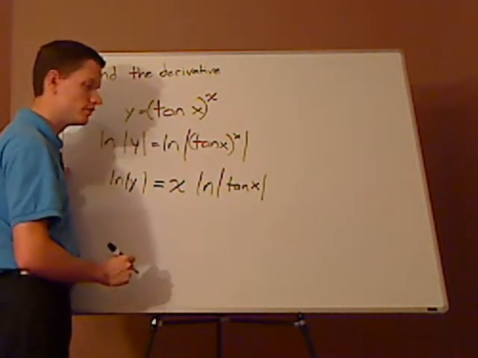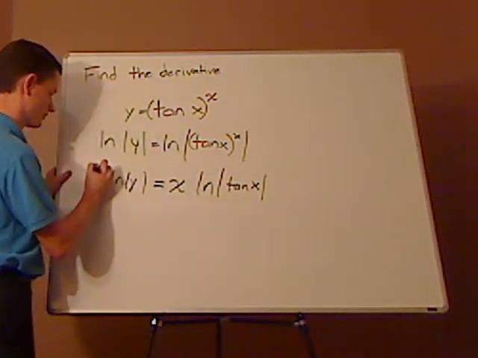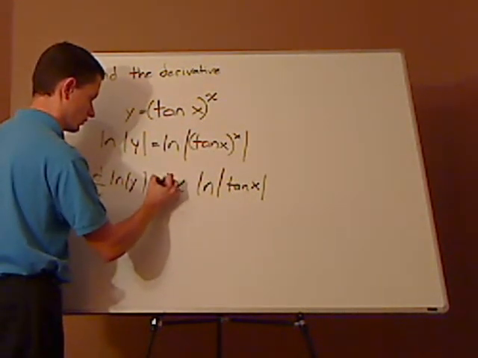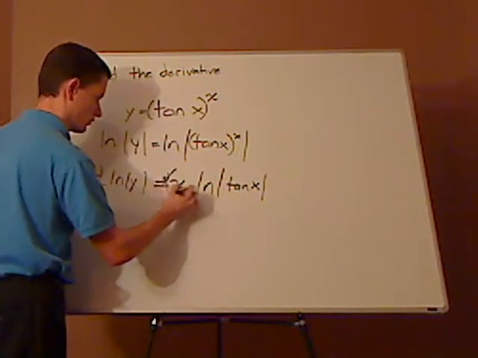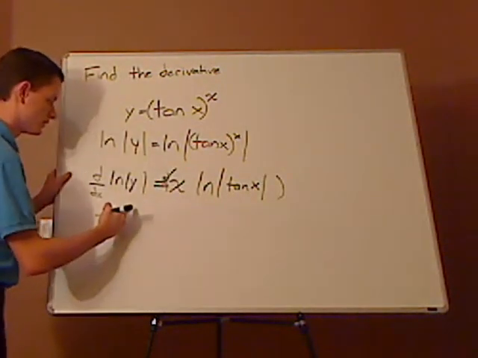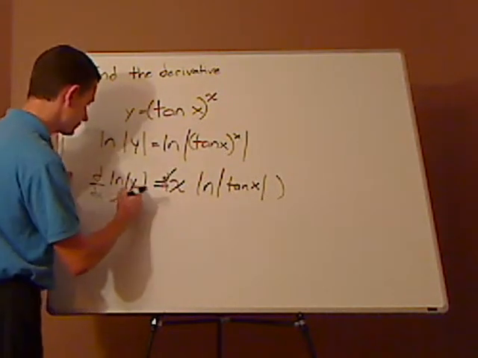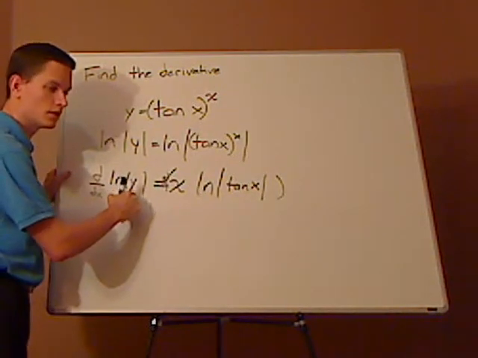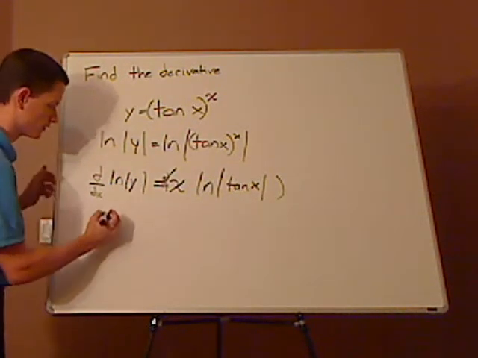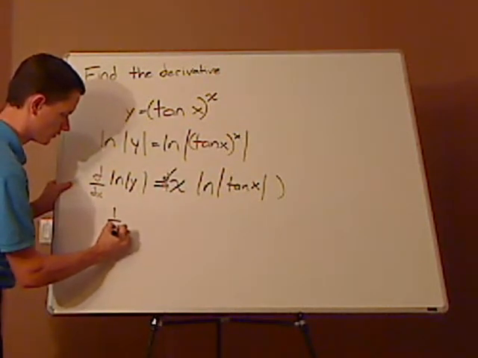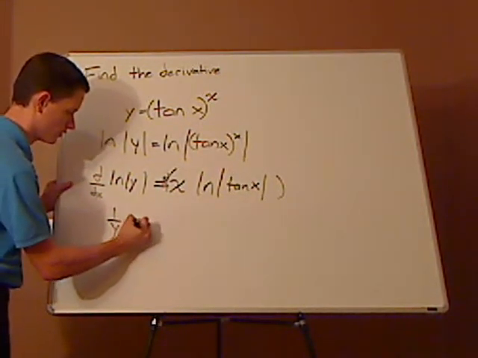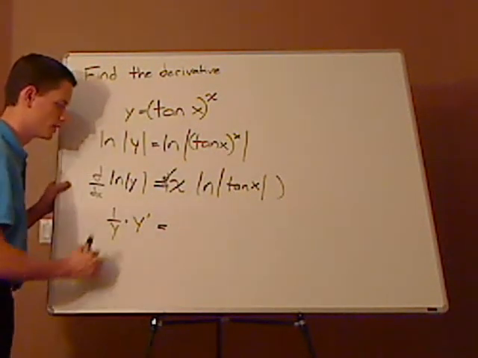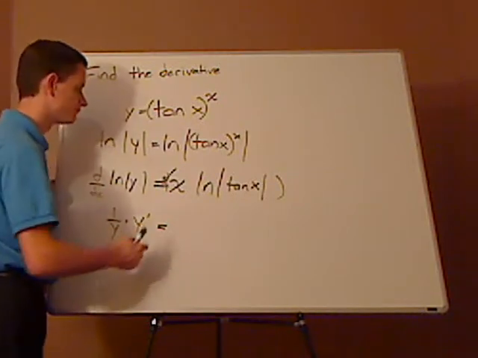Alright, what you want to do now is take the derivative of both sides with respect to x. Now on this side, what's that going to produce? What is the derivative of natural log? Yeah, it's just 1 over whatever this is, and you have to apply the chain rule, so times y prime, because the derivative of y is just y prime.